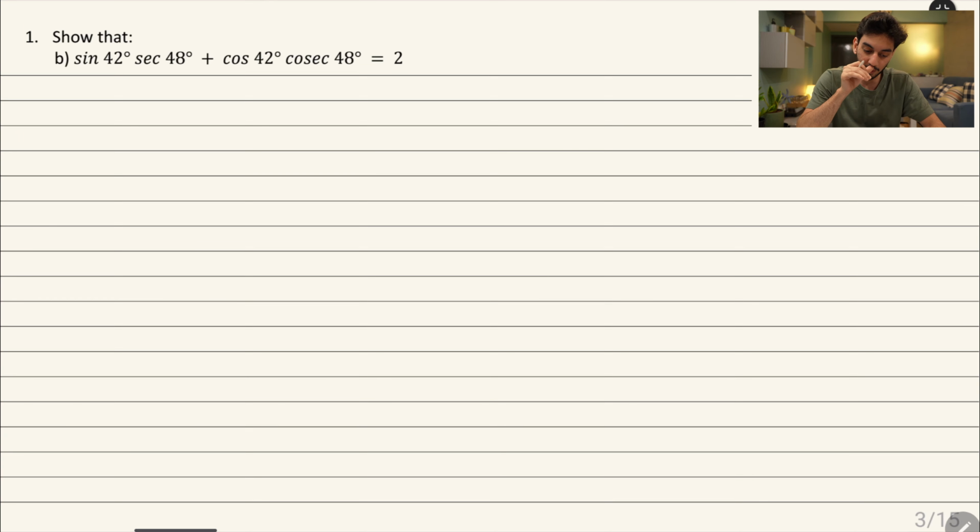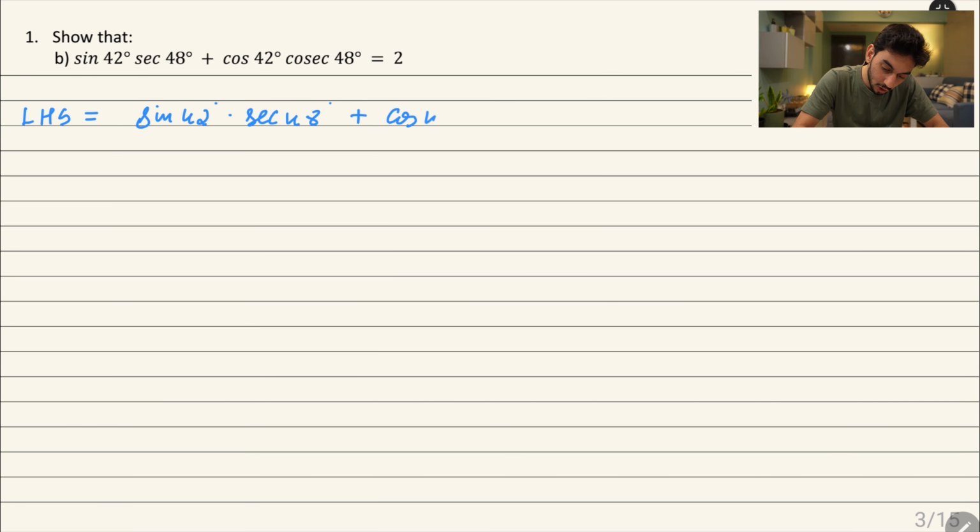Okay, let us move ahead to the next question. Now this one says, show that all of these is equal to 2. Let us start with the left hand side. Now left hand side is sine of 42 degrees times sec of 48 degrees plus cos of 42 degrees times cosec of 48 degrees.